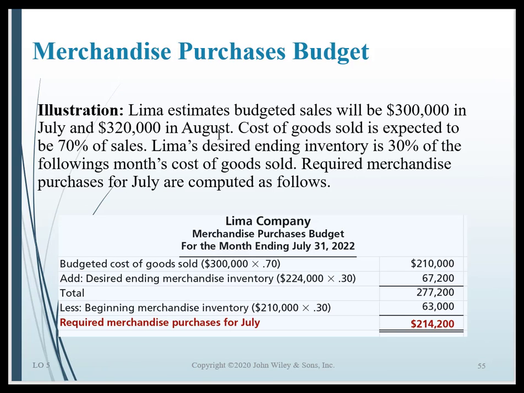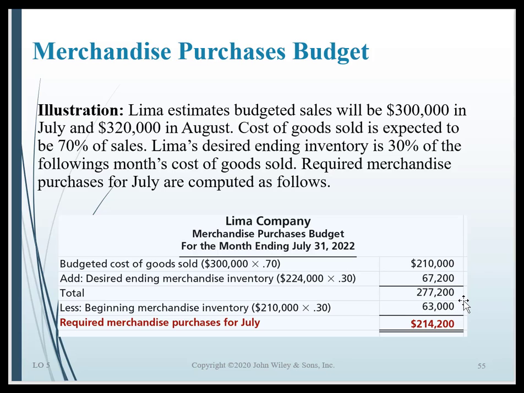So here we have an example. We've estimated budgeted sales are going to be 300,000, and then 320 in August. Cost of goods sold is 70% of sales. Ending inventory is 30% of the following month's cost of goods sold. So how do we figure out the purchases budget? Budgeted cost of goods sold is 70% of the 300,000. That's 210. Ending is 30% of the 224. That's from the month before.